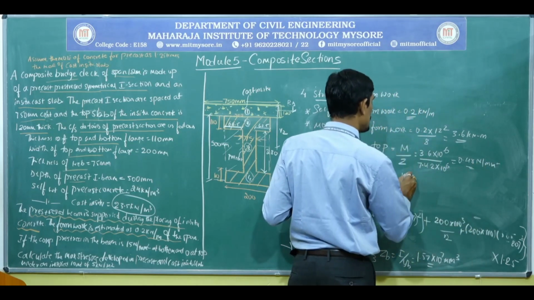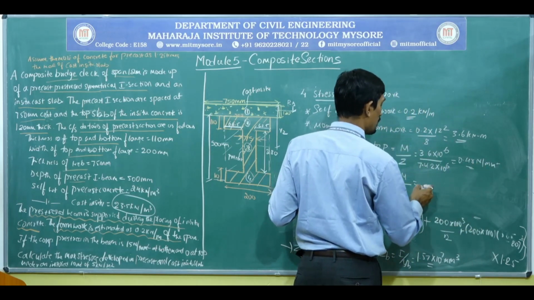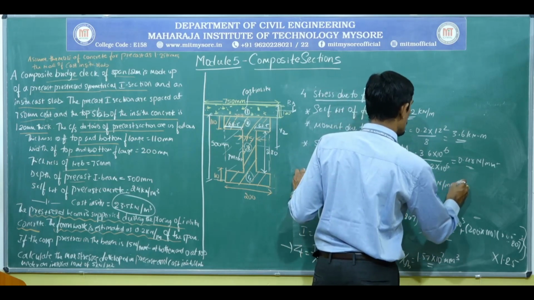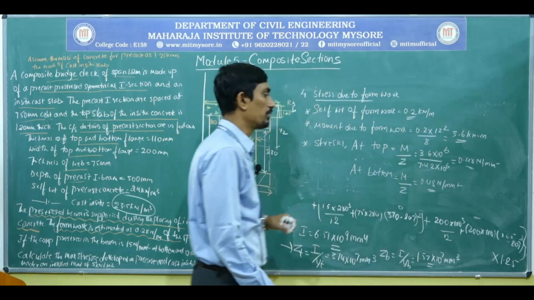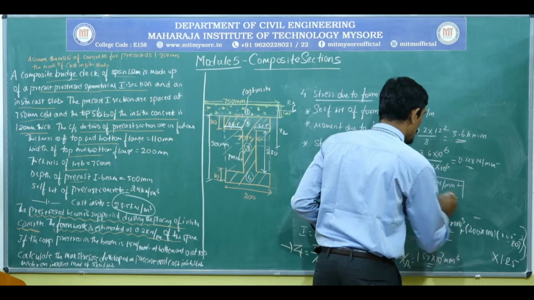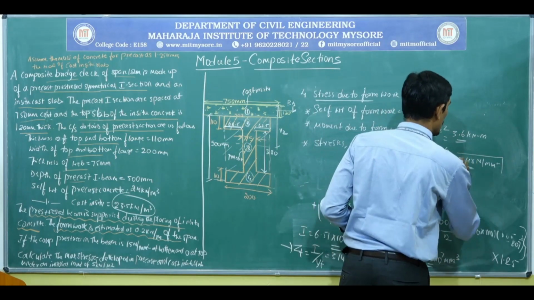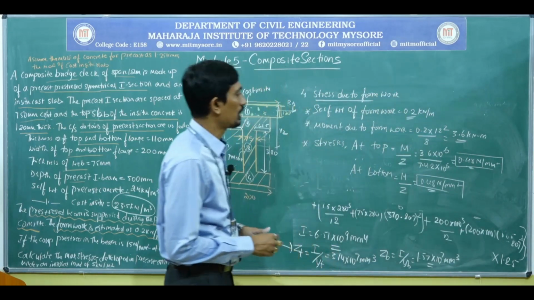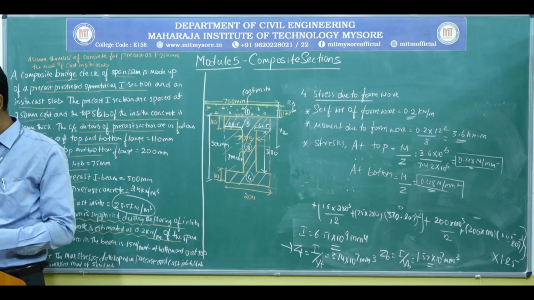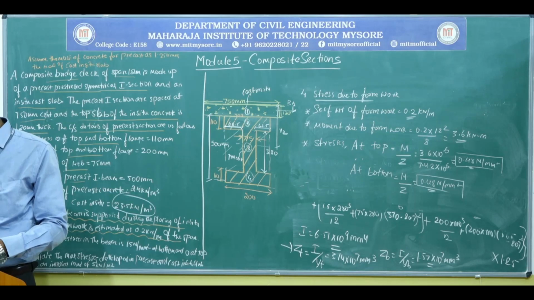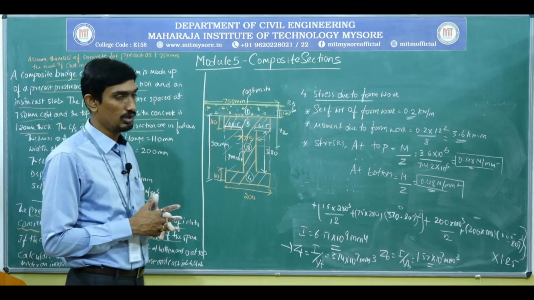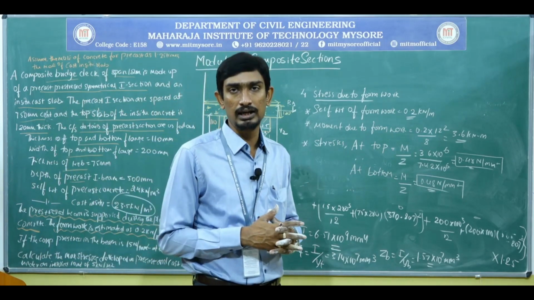At the bottom also it is the same, no change, because Z top and Z bottom are both the same, therefore 0.48 Newton per millimeter square. So this will be the stresses at top and stresses at bottom. Like this we need to go ahead with the calculation of stresses. Hope you have understood the problem clearly.